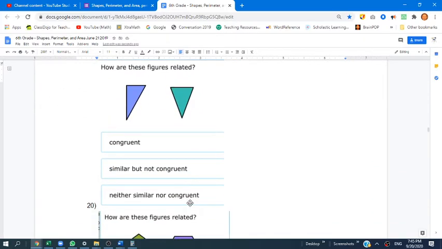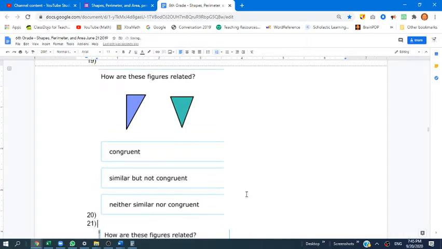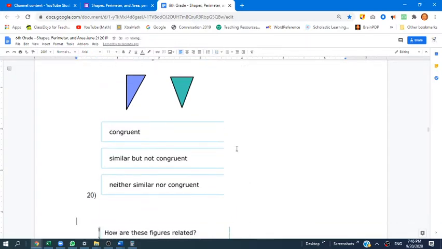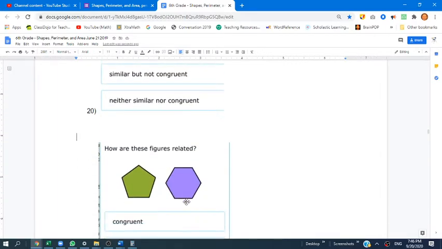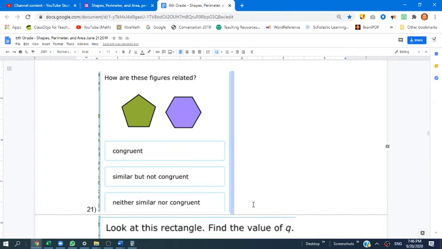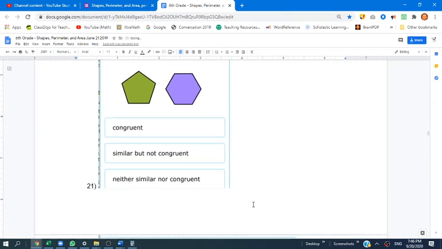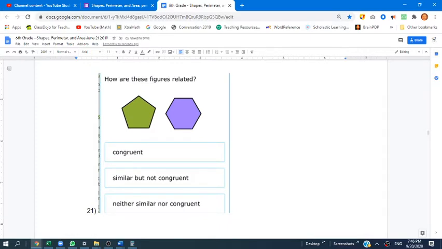Number 20. How are these figures related? Are they congruent, similar but not congruent, neither similar nor congruent? Number 21. How are these figures related? Are they congruent, similar but not congruent, or neither similar nor congruent?